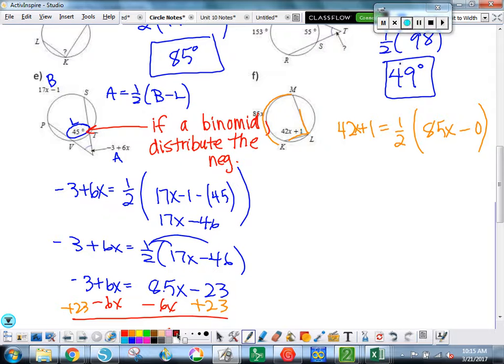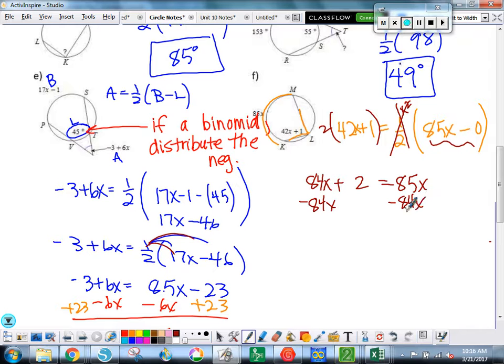Now, I think I want to solve this the other way. On the last one, we distributed the 1/2. The other way to solve it is to multiply by 2. If you multiply both sides by 2, the 1/2 cancels and nothing in here changes. I kind of like multiplying by 2 because dividing by 2 gives me decimals and I don't like to work with decimals. So if I'm multiplying the left by 2, 42 doubled is 84x plus 2 equals 85x. So then we do what? Subtract that 84x, which is convenient because then you're left with x equals 2.